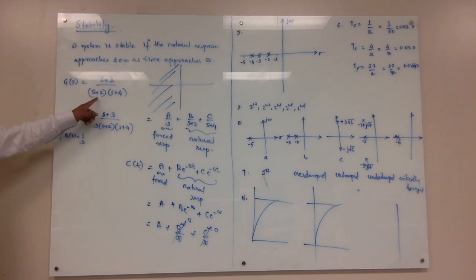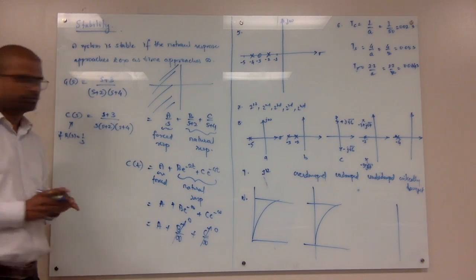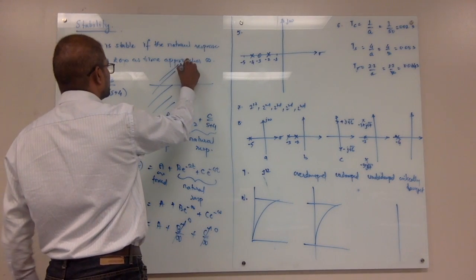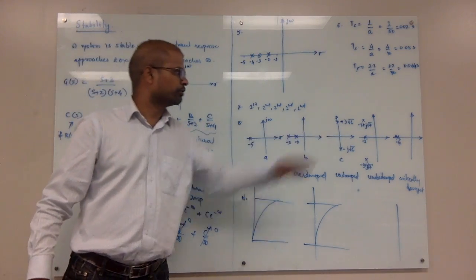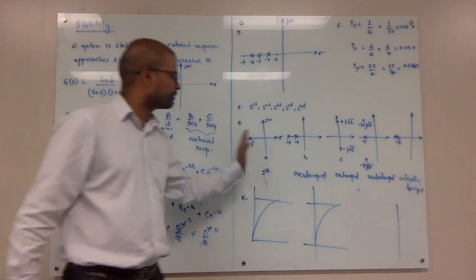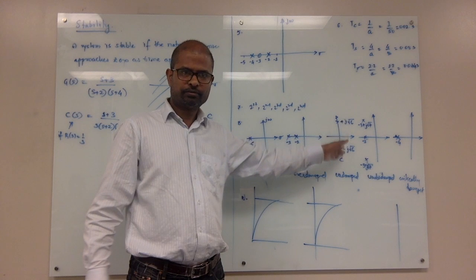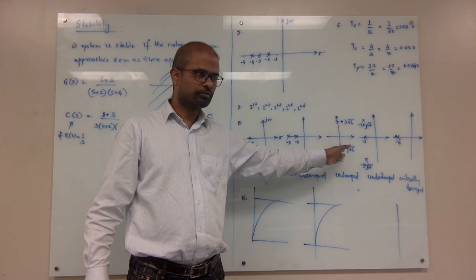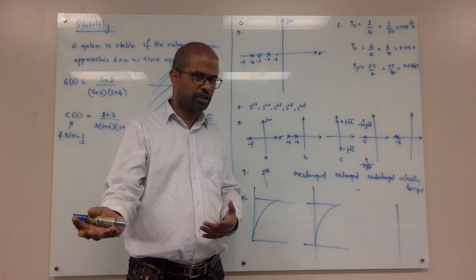So the poles here are -2 and -4, right? As long as the poles are in the left half plane. Got it? The j omega axis. And here, where are the poles for all these systems? They are all in the left half plane. Do you see it? This left half, this left half. Here, what is it? What is this system? It's on the line. It's marginally stable. It is neither stable nor unstable.